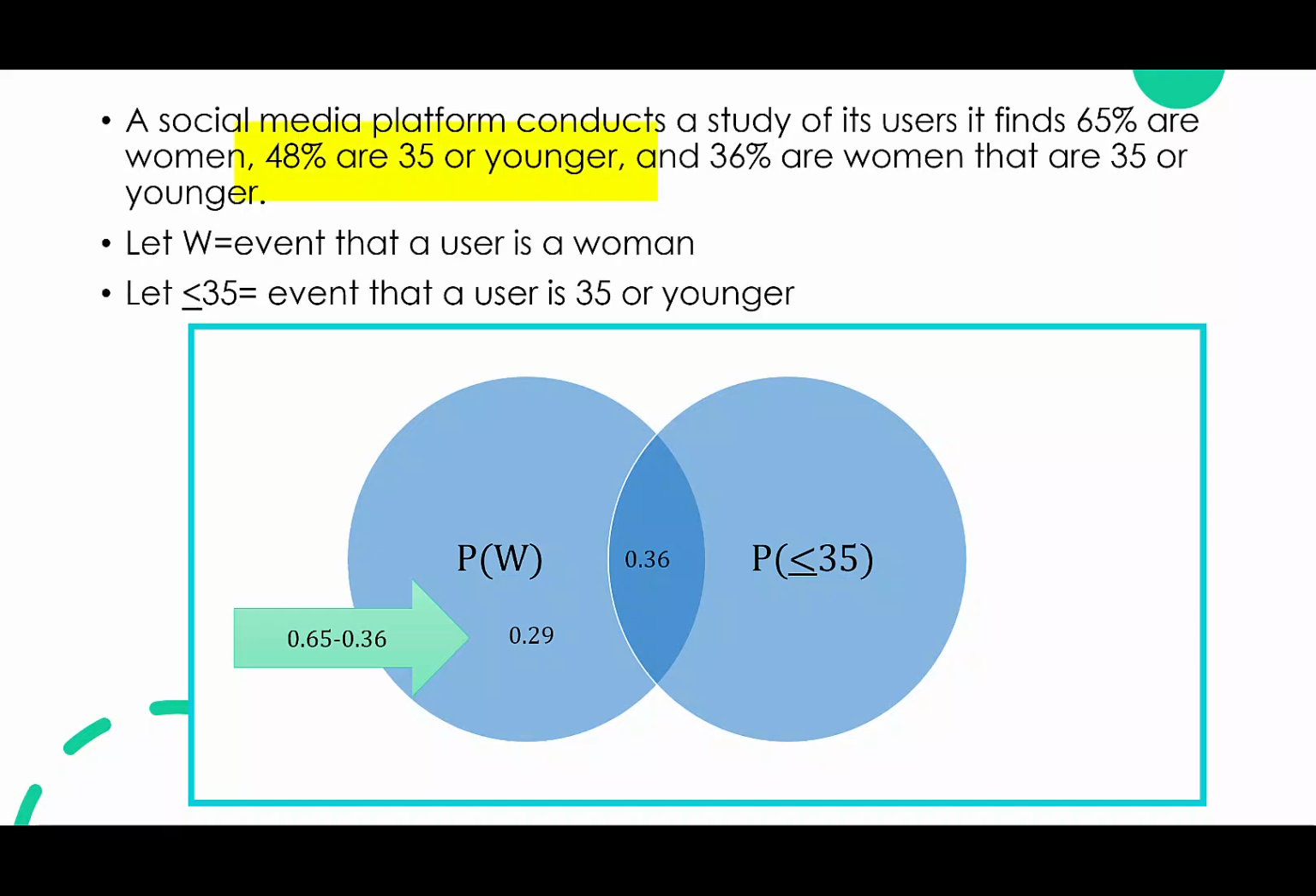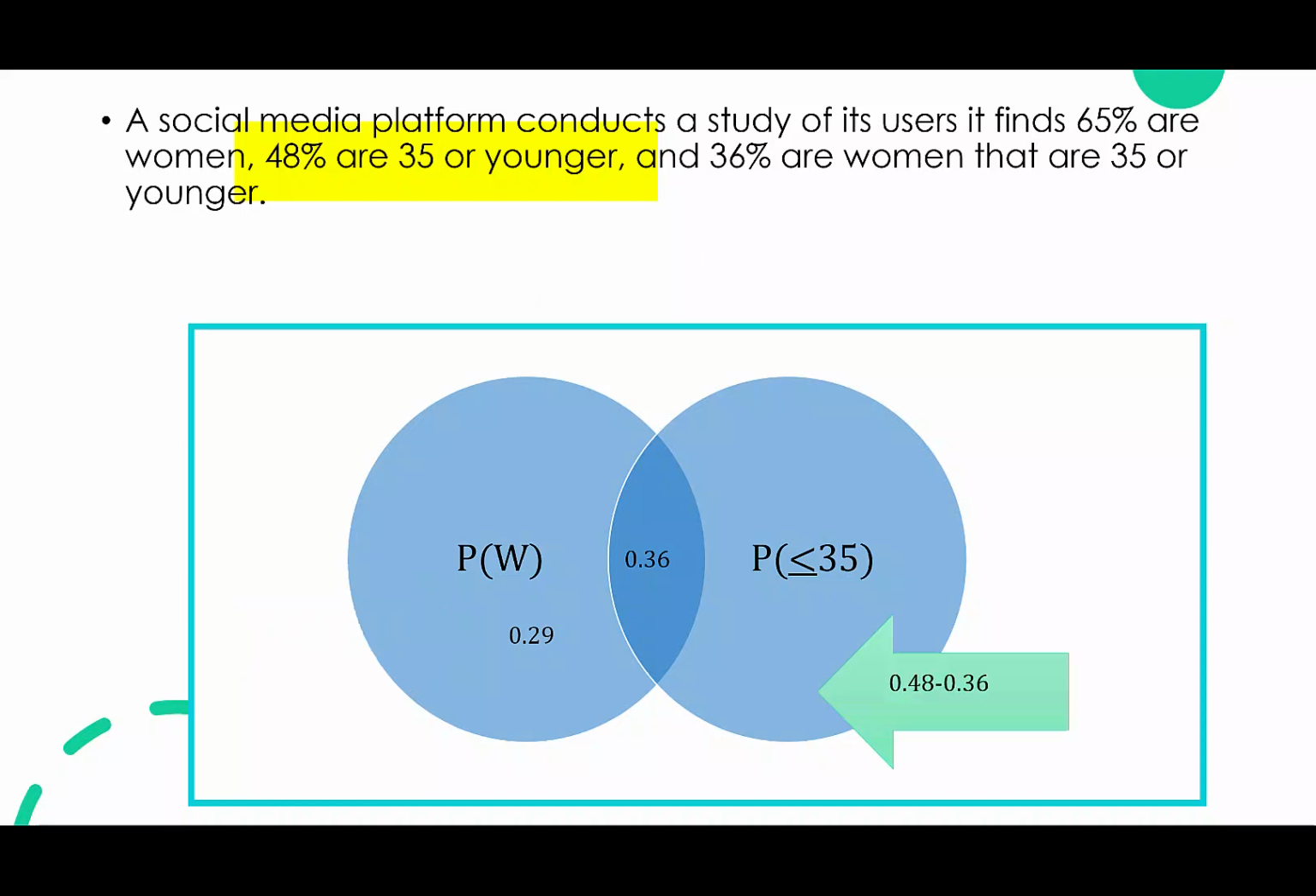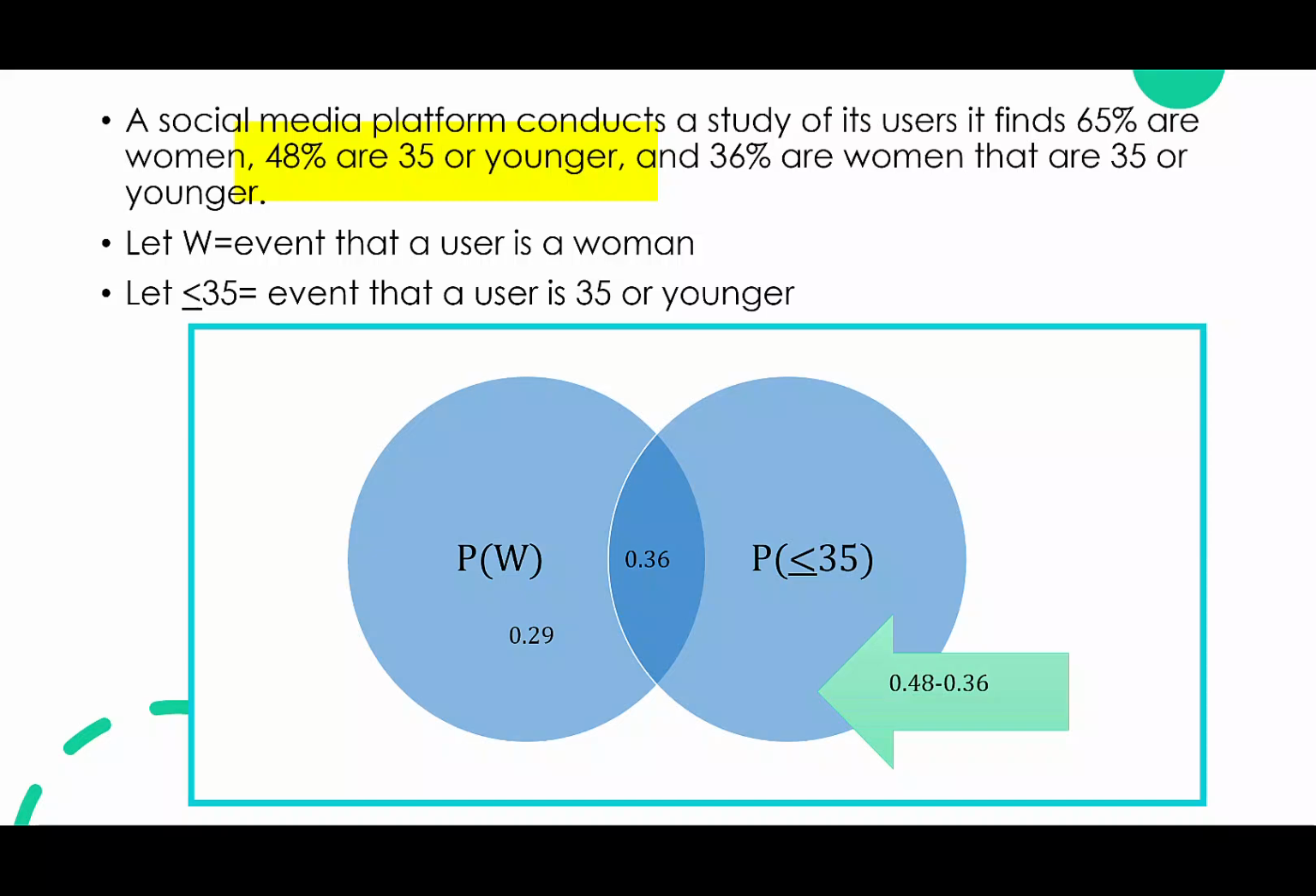Now we're ready to look at the probability of being less than or equal to 35. Altogether, that's supposed to be 48%. We already have our 36%, so we'll have 0.48 minus 0.36. That works out to 0.12. Now we need to look at the outside part. So what's outside of W, what's outside of less than or equal to 35.